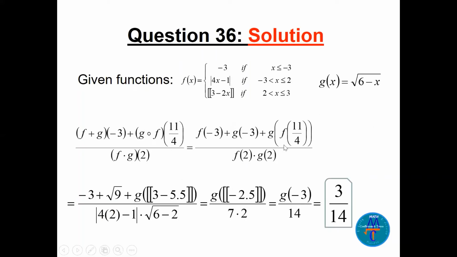So 11 over 4, we go to f here. Where is 11.5? So this is f of minus 3 first. G of minus 3, I replace: 6 minus minus 3 will be square root of 9. Now inside, 2.75 is between 2 and 3. See, I go to the greatest integer function. I put 3 minus 2 times x, 11 over 4 will be 11 over 2, which is 5.5. So this is minus 2.5. You know the greatest integer will be minus 3, and then the whole answer is 3 over 14.